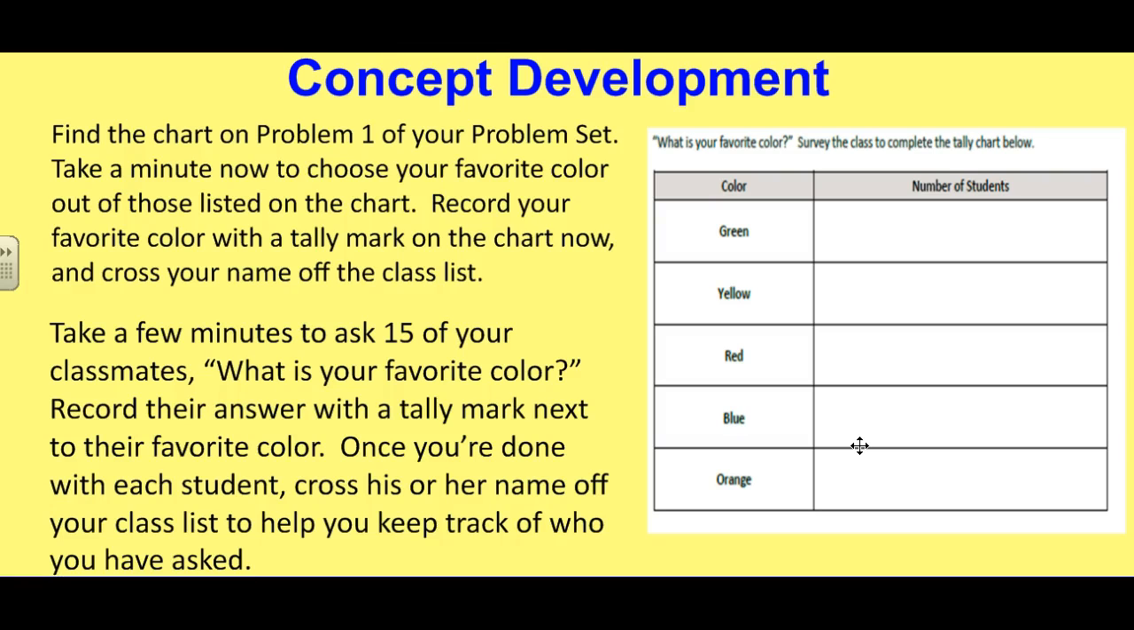So take a few minutes to do this part of the problem set. If you don't want to have to carry your binder around with you, you don't have to carry your binder around. You can take this paper out of your binder and then come back and put it in there. So whenever you have asked 15 people and you're ready to move on, you can push play on the video.